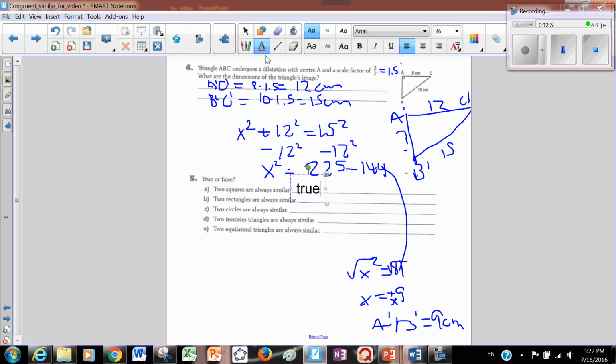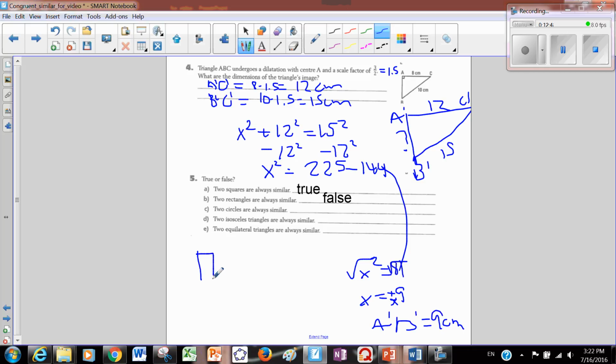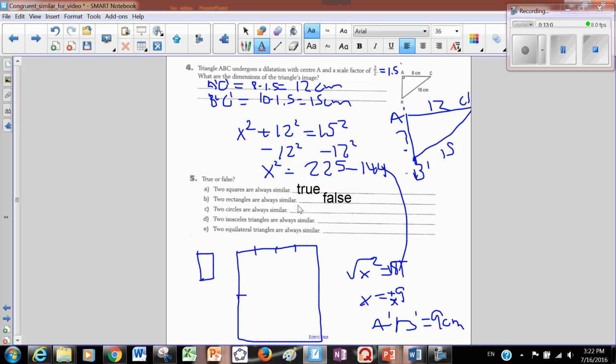Two rectangles are always similar. Do they always have the same angles? Yes. Do they always have sides that are proportional? No. Okay, I'm going to show you an example here. If you have a rectangle like this and a rectangle, let's say like this, do they look similar? Maybe this one is 4 times bigger, but the other one maybe is just 2 times bigger. So it's not working.